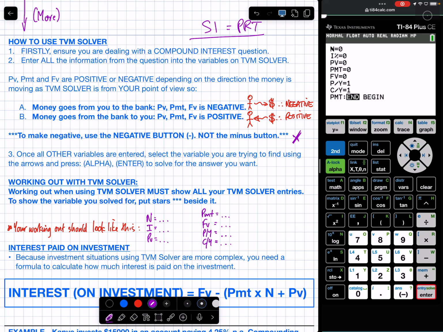So if money is going in the bank, it's negative. Money is coming out of the bank to you, it's positive. You can draw the little stick man if you want.